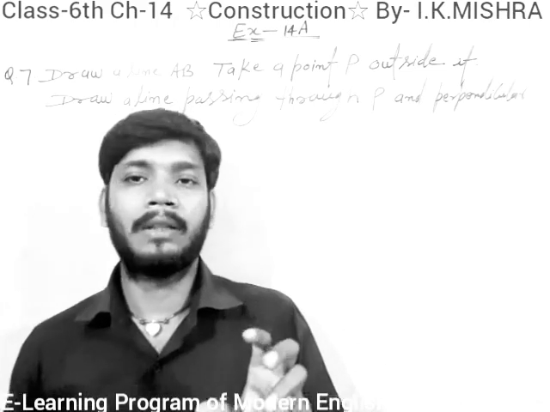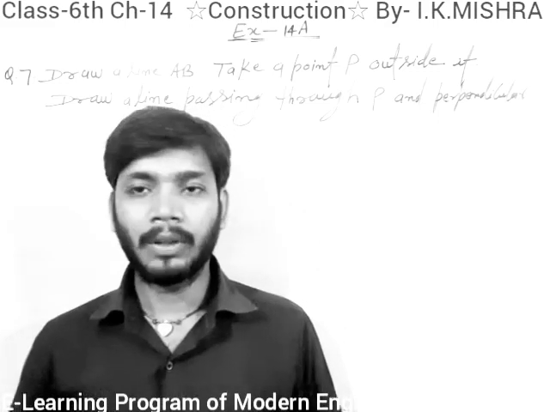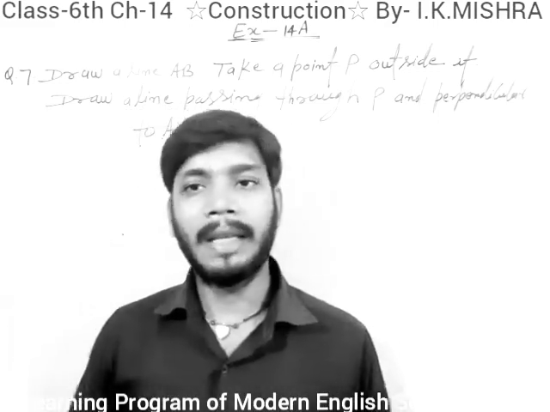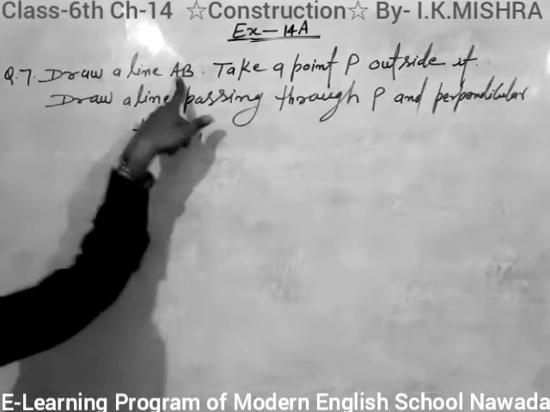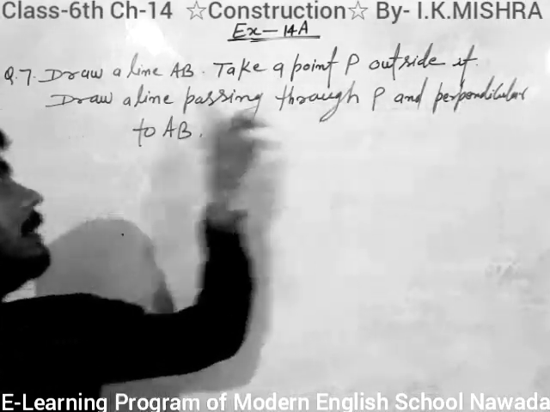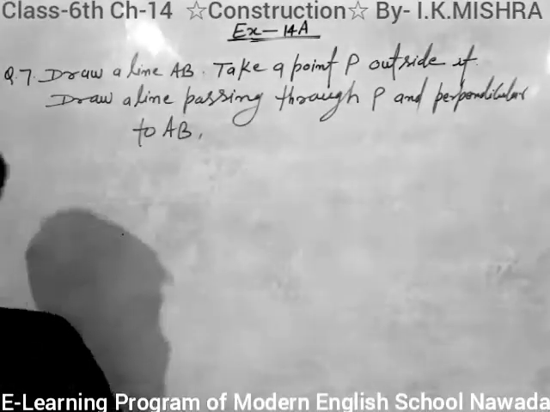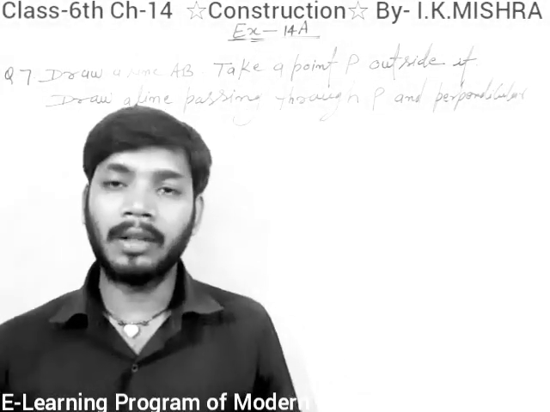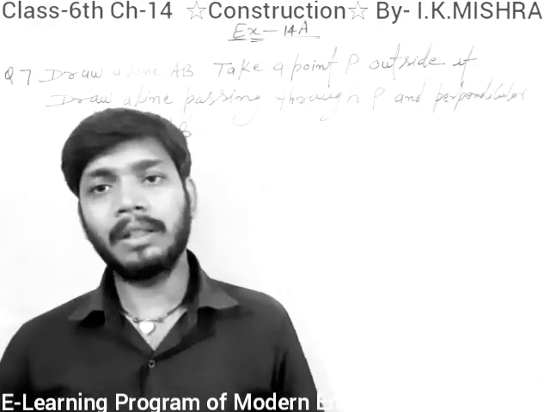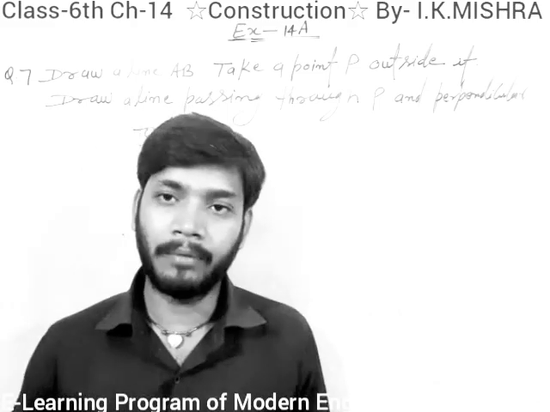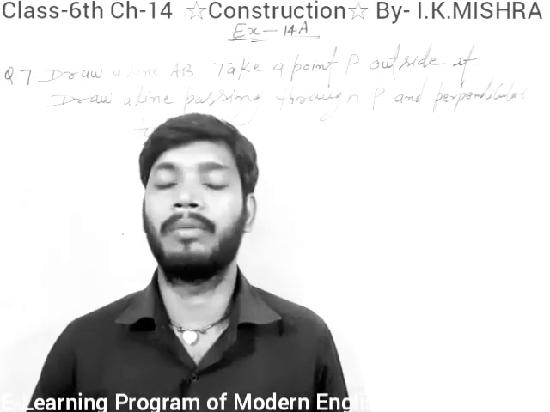Students, this term is discussed in the part 1 video. Here question number 7 is written on your board: draw a line AB, take a point P outside it. Draw a line passing through P and perpendicular to AB. This type of question is already discussed in the previous video, that means the part 1 video. Students, if you didn't watch that video, you can watch it; go to the description box, whose link is given in the description box.